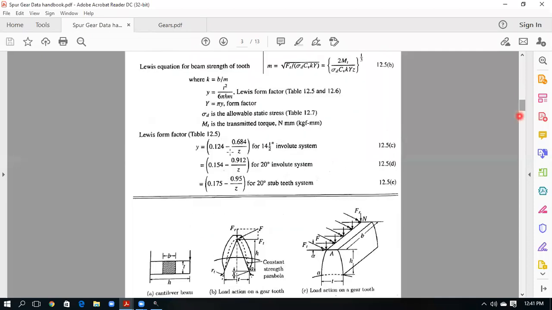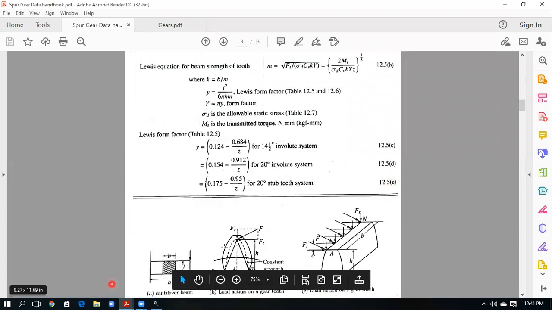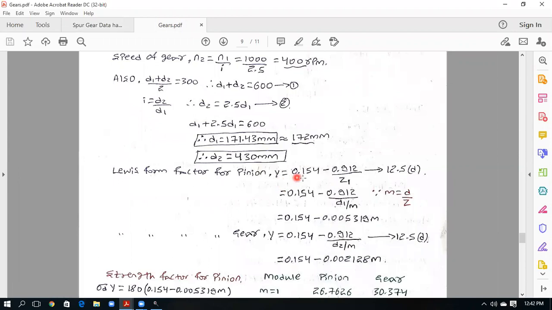Yes. If you see the given statement, it is given that it is a 20-degree full involute system. That's why you have to refer to equation 12.5d. If it is given as a 20-degree stub teeth system, then you could have used 12.5e. Now it is given as 20-degree full depth. Therefore, y is equal to, take that equation.